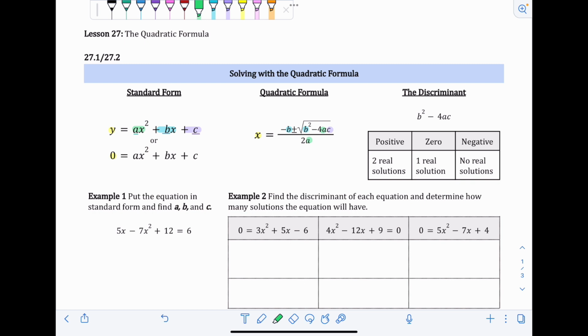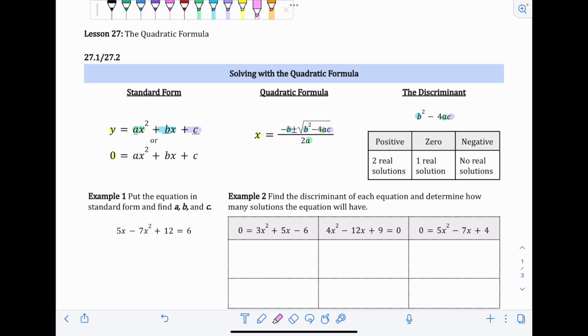Before we get into the actual examples, there's one more thing I want to talk about, and that's the discriminant. The formula for the discriminant is b squared minus 4 times a times c. That should look familiar because it's inside the quadratic formula. It's the part that's inside the radical. So just the part inside the radical, b squared minus 4ac, is called the discriminant.